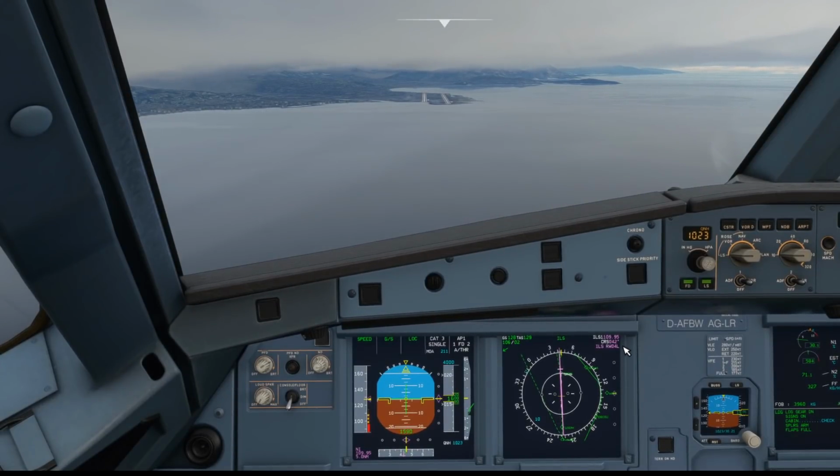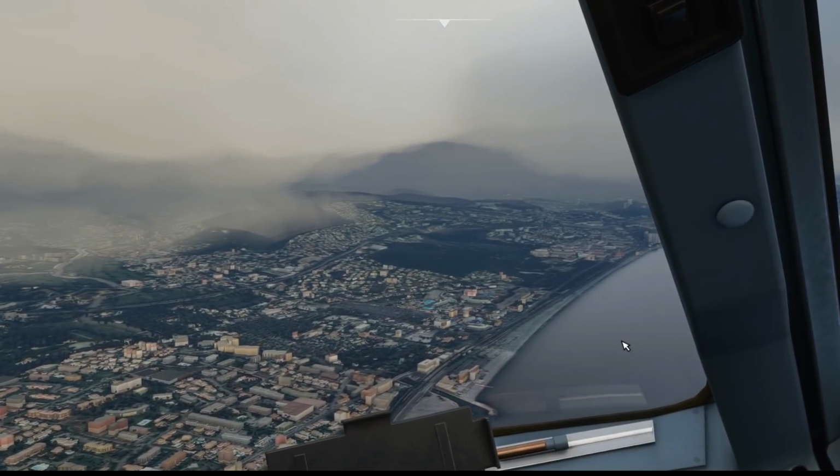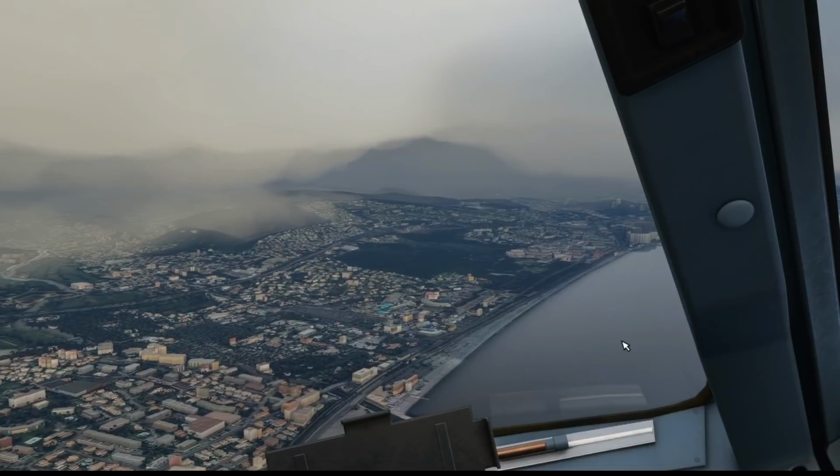So about 5 miles. And there's some great scenery here, isn't there? One of the reasons I chose this airport for the approach.